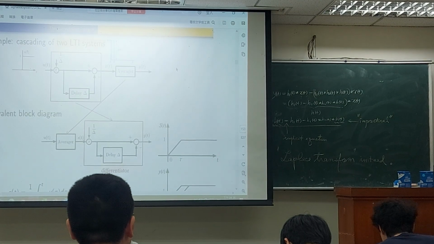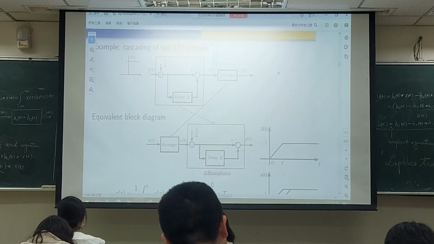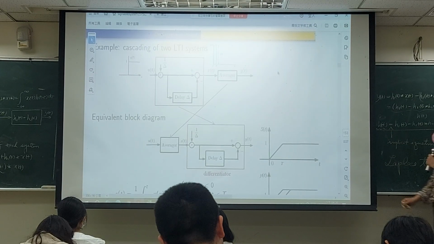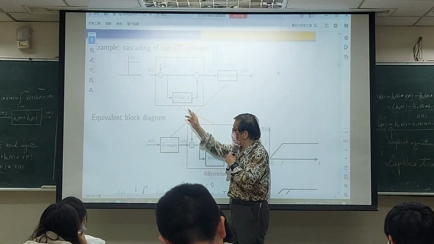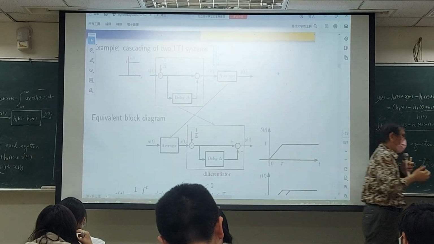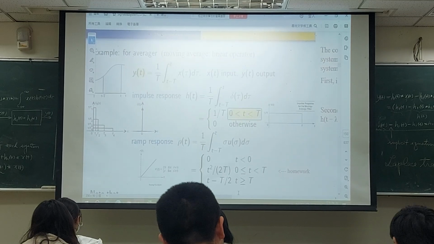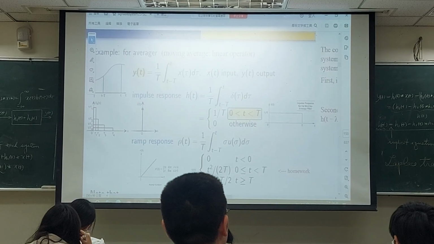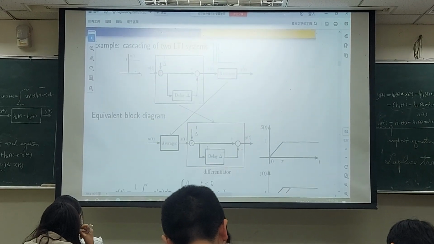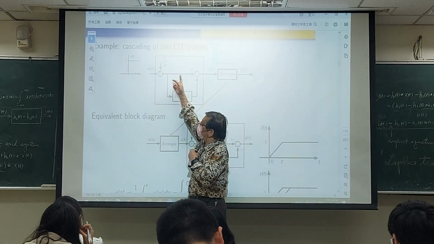Now, in the next slide, we have an example here. It's a series connection of an averager and a differentiator. The averager is the one in the previous slide, in the last hour, and we did this one last time. So this time, let's consider the series connection of an averager and a differentiator.